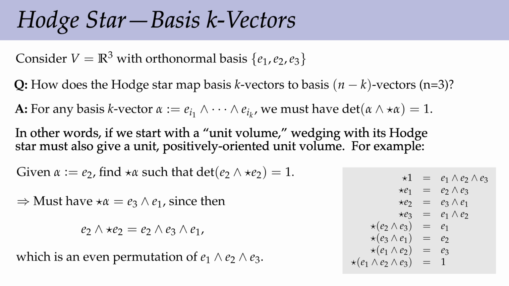Right? Star of 1, just the basis for the scalars, is equal to E1 wedge E2 wedge E3. Star of E1 is E2 wedge E3. Star of E2 is E3 wedge E1, and so on. You get this nice regular pattern. Okay, so we start to get a more and more precise picture of exterior algebra and how it works.